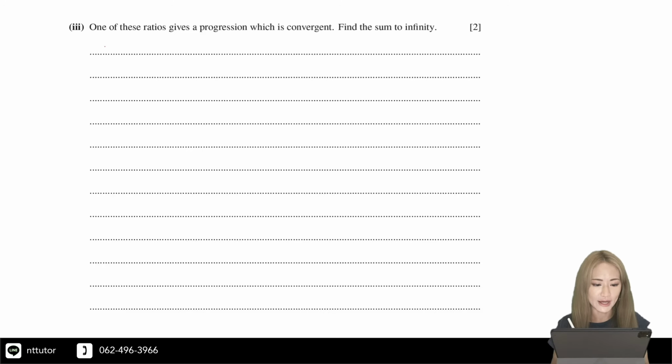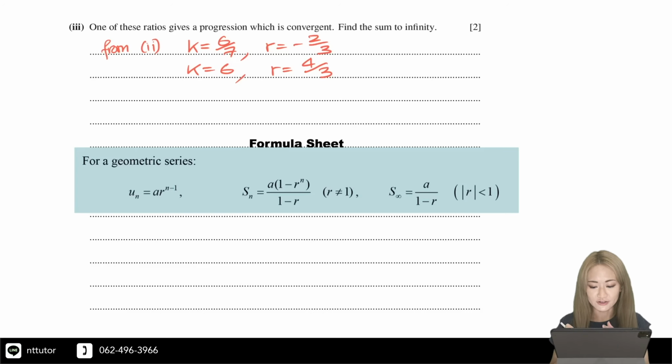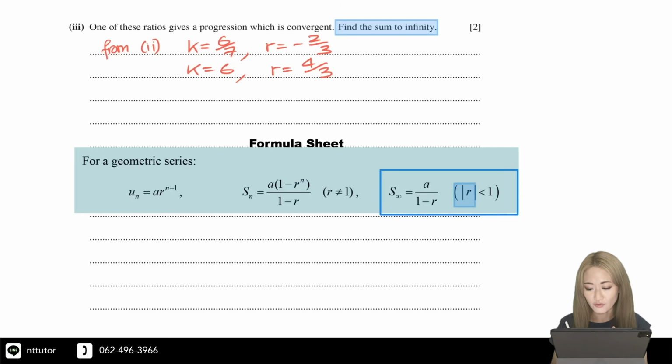So to find the sum to infinity, let's first look at what we have from the previous part. We have k equals 6 over 7 for r equals minus 2 over 3, and k equals 6 for r equals 4 over 3. From the formula sheet, in order to find the sum to infinity, we need a over 1 minus r, where the modulus of r needs to be less than 1. If the modulus of r is not less than 1, there is no sum to infinity. So the modulus of r is less than 1 corresponds to the first version of k and r. That's k equals 6 over 7 and r equals minus 2 over 3. Because the modulus of minus 2 over 3 is less than 1. 4 over 3 is bigger than 1.